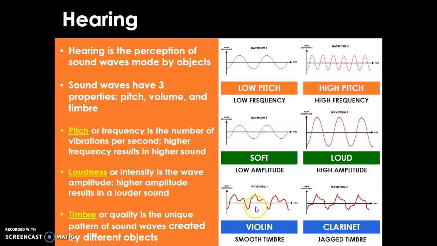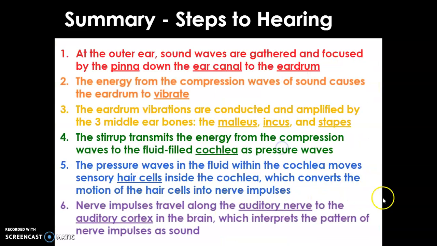It's the unique pattern of these sound waves. So all sound waves aren't just a nice crest and trough. Instead, they may have different elements to them. Things like a violin are very smooth, and the wave goes up and down in a very smooth pattern. Something like a clarinet, or a shrill voice somebody speaking, may not be too high quality for us because of the sharpness in the crest and trough. So those are the 3 parts of sound waves.